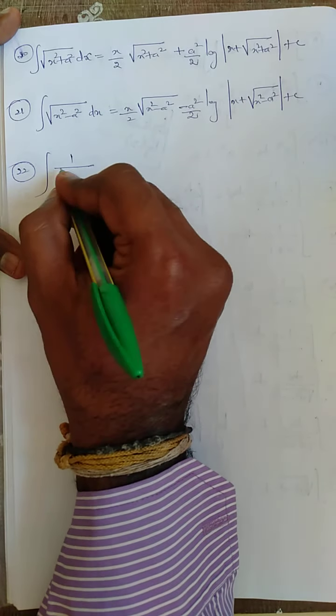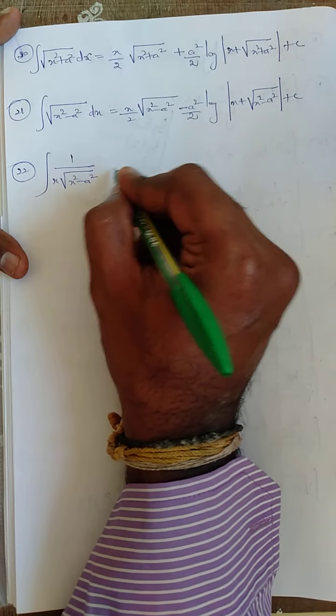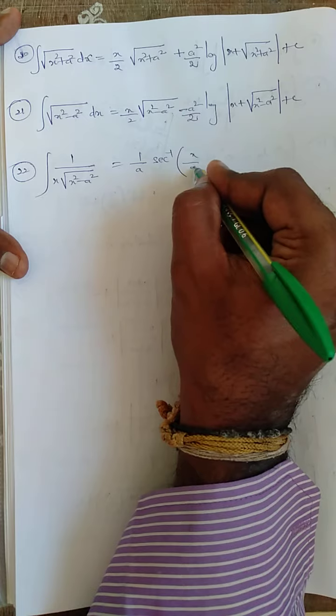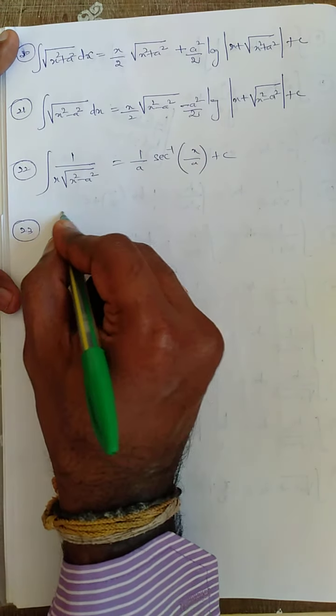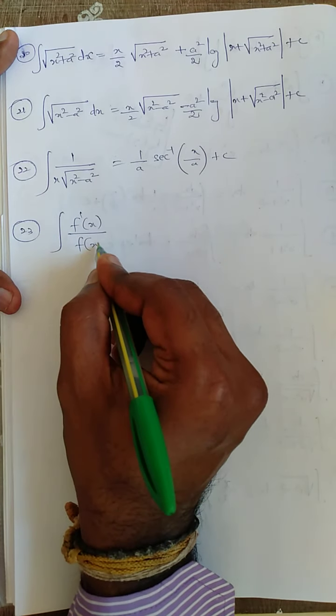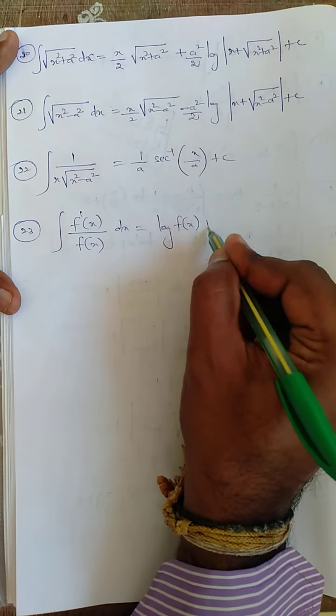1 divided by x into square root of x square minus a square is equal to 1 by a secant inverse of x by a plus c. Formula number 23: the integration of f dash of x divided by f of x into dx, we can write as log of f of x plus c.